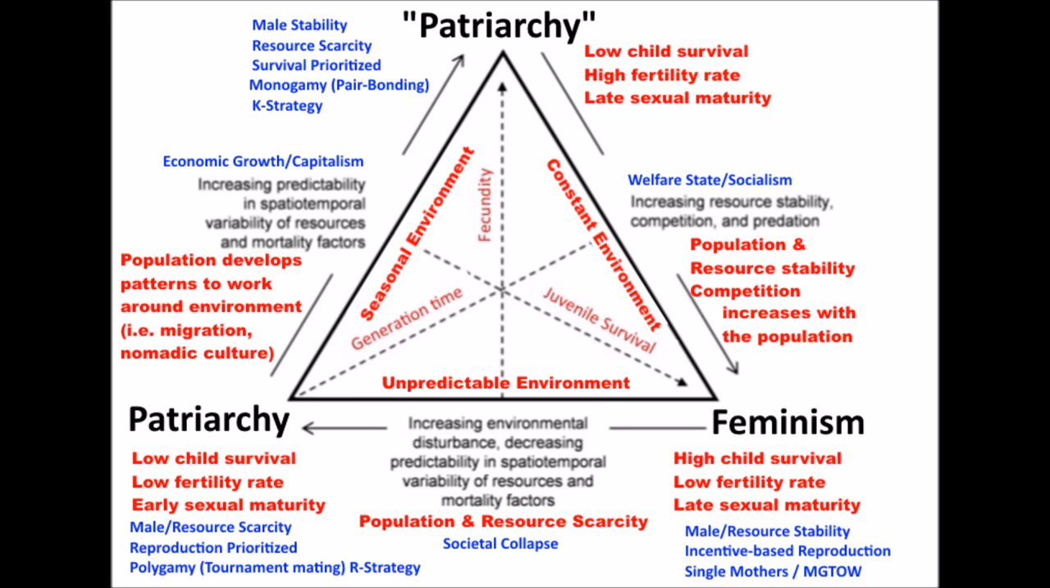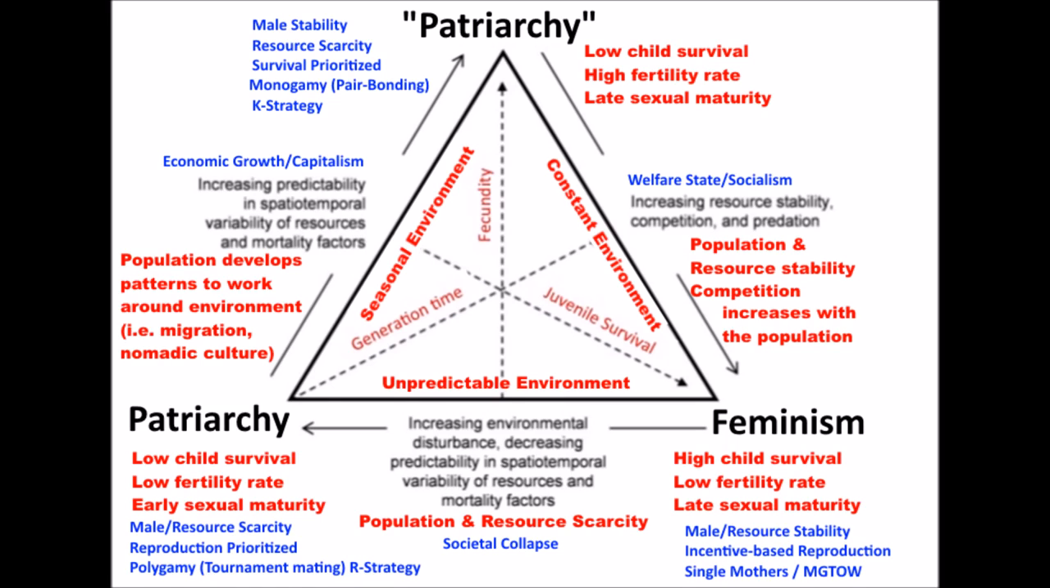And from there you have population and resource stability. And now there's more competition as the population increases. And now you reach the feminism phase. And in the feminism phase, you have high child survival, low fertility, and late sexual maturity. You now have male and resource stability, and you have incentive-based reproduction. So you're going to have single mothers who are responding to economic incentives, as well as MGTOW, who are responding negatively to economic incentives. Now, eventually, these developments lead to a societal collapse.